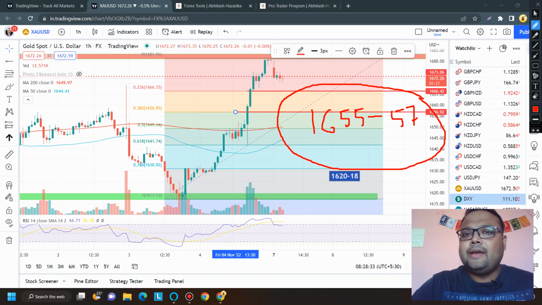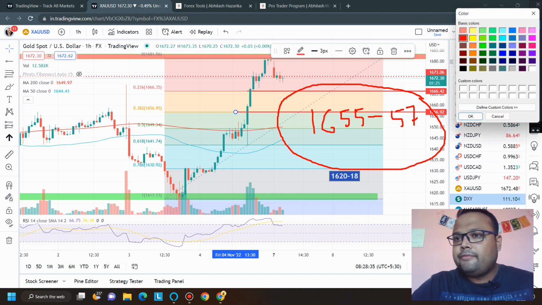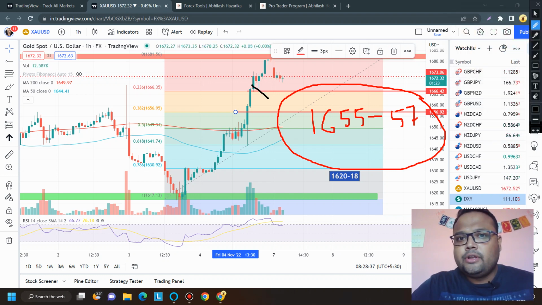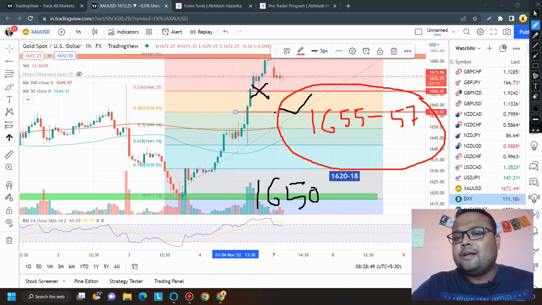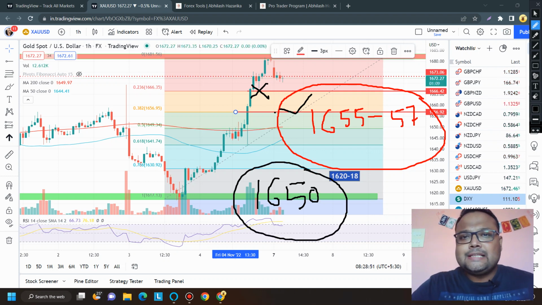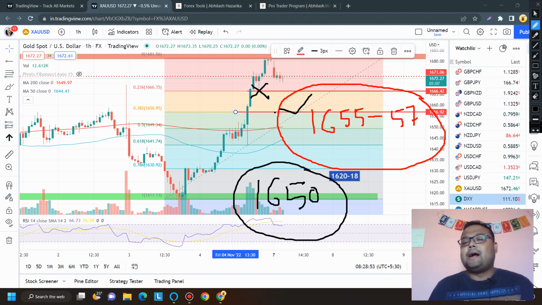In case the market fails at the Fibonacci 23.6, hopes will be around this level. If the market bounces from here, well and good, go for a buy. Then we have the second support around 1656, and the third support around 1650. So these three are the important levels for the market right now.